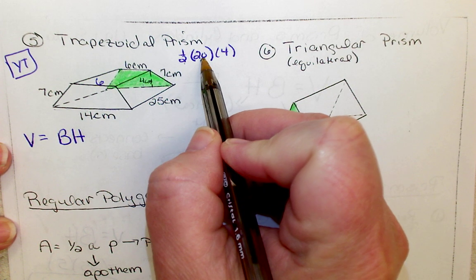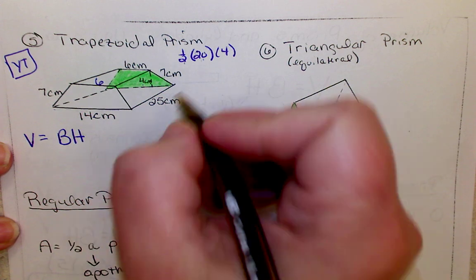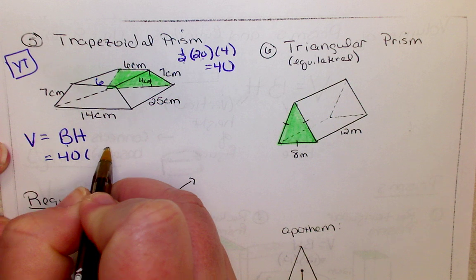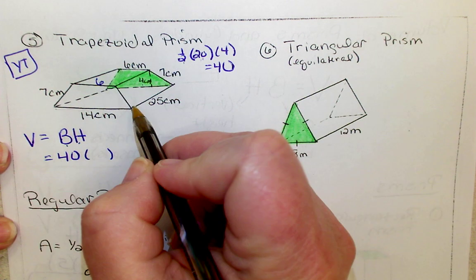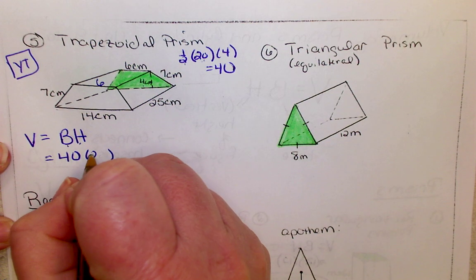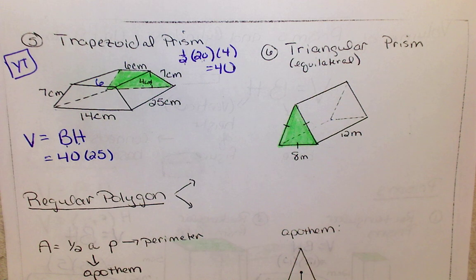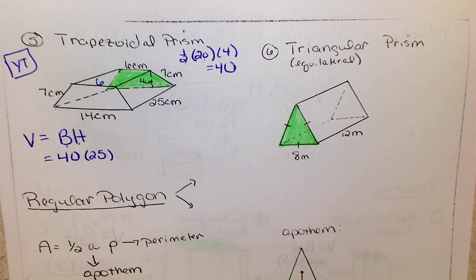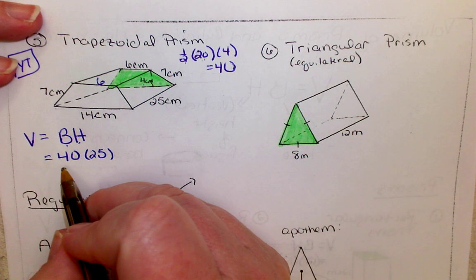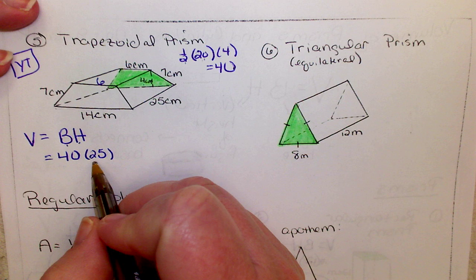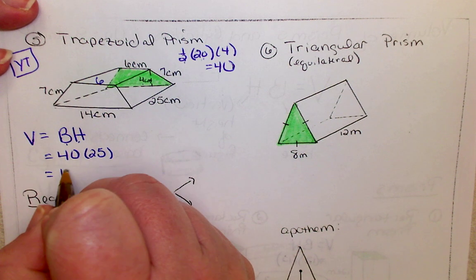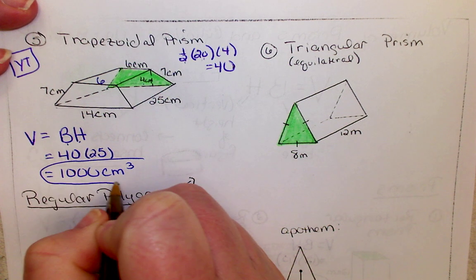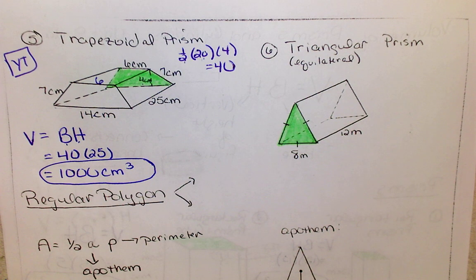Half of 20 is 10. 10 times 4 is 40. So the area of my base is 40 times the height of the prism, where the height of the prism is going to be 25. Okay, and let's see, 4 times 25 would be, what, 100? Add a 0, so it's going to be 1,000 centimeters cubed. Hopefully you got that one right.